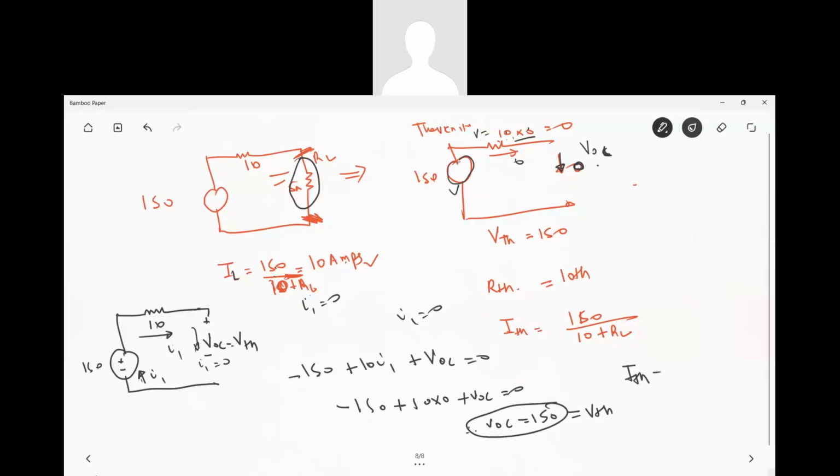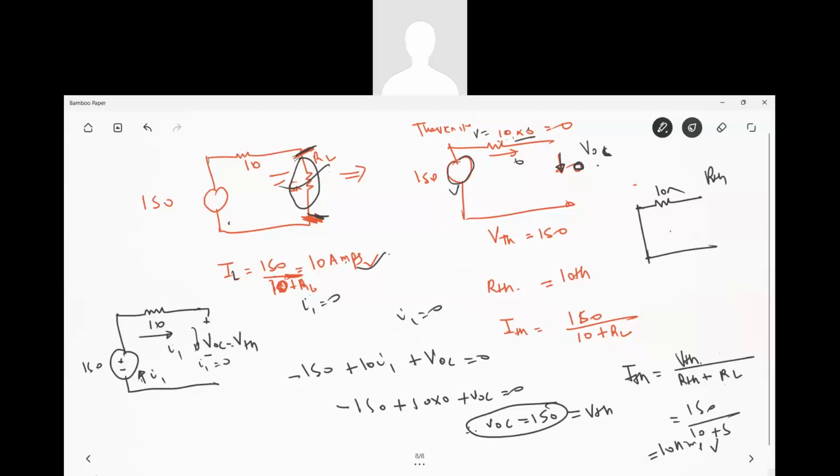Now, how to calculate the R Thevenin? The procedure is you will remove this and short circuit this. So when you are removing this, whichever branch you are seeing, and short circuiting this 150, you're just left with 10 ohm. So this I Thevenin would be equal to V Thevenin divided by R Thevenin plus the load RL, which you had removed. So again, this is 150, R Thevenin is 10 and R load is 5. So it would be again 10 amps, which you already got, right?